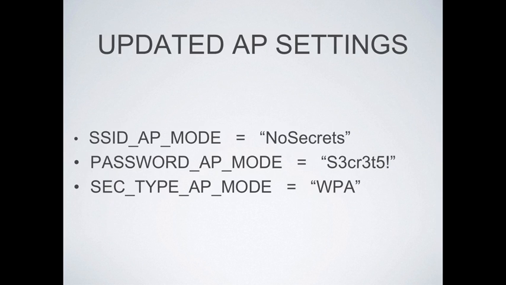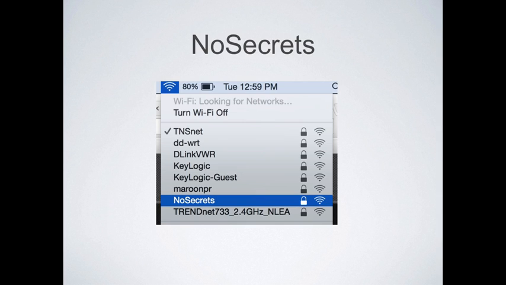So what did we do? Changes we made to the AP settings of the MCU, the MSP, I already forgot the model, we changed the AP to be called no secrets. We set the password to secrets, and then we selected the security mode to be WPA. So turning it on, can we see it? Yep, there it is. We can see the no secrets access point.